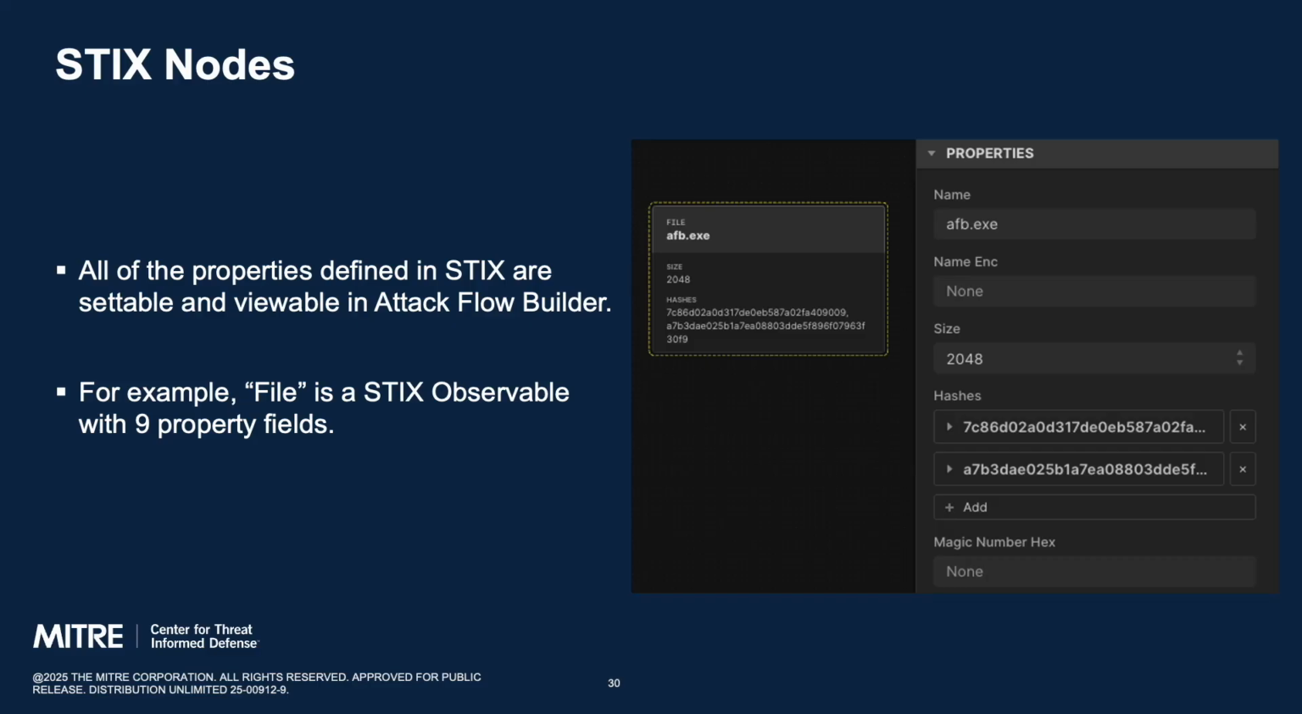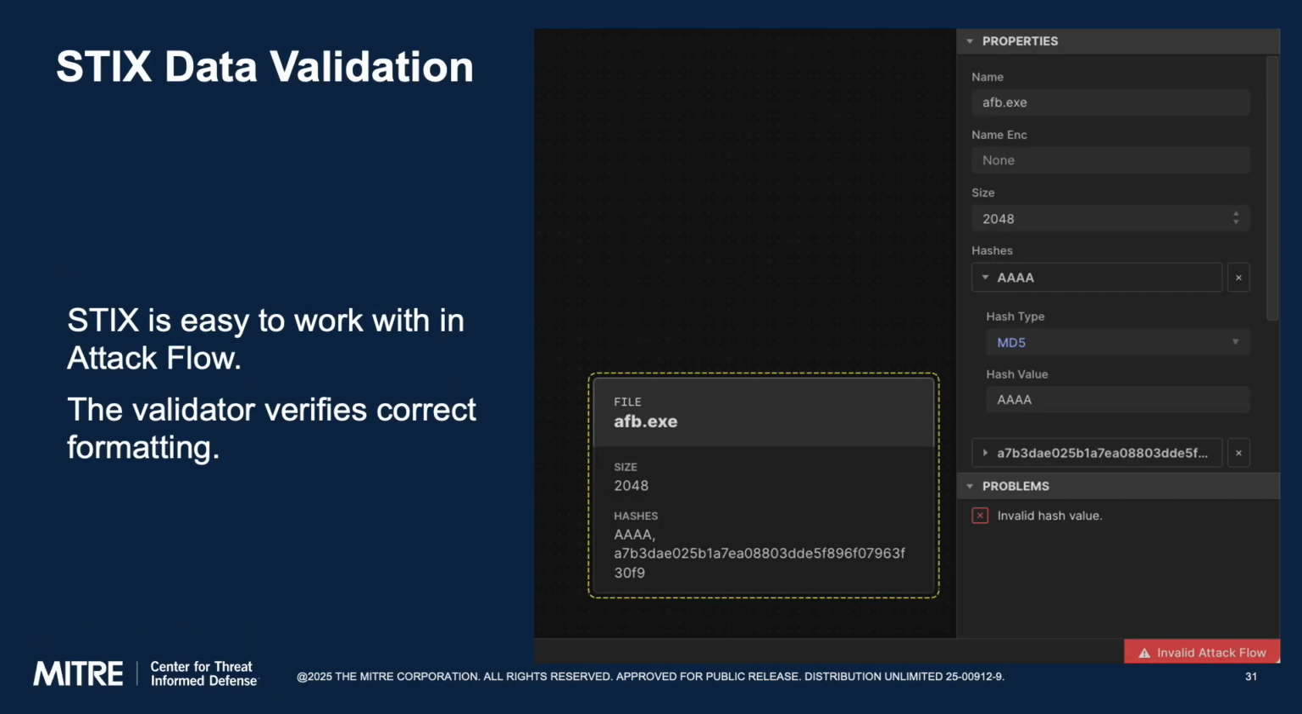This is an example of the file object in STIX, and you can see that it has properties like name, file size, and hashes that can be set in a variety of algorithms such as MD5, SHA-1, SHA-2, etc. Attack Flow is actually a really nice editor for creating STIX data because the validator will point out any mistakes you make. For example, on this file object, we have tried to create an MD5 hash with the value AAAA, but the validator has noted that that is actually not a valid syntax for an MD5 hash. This makes it easy to find data quality problems and correct them.